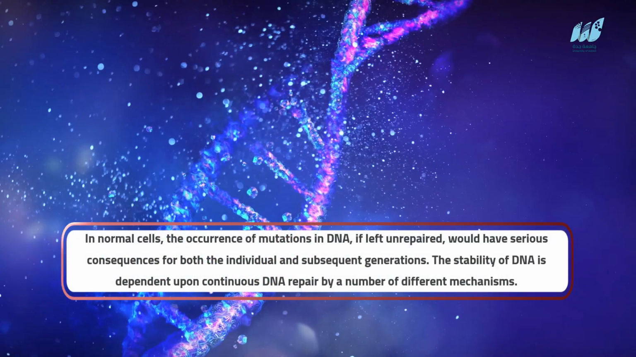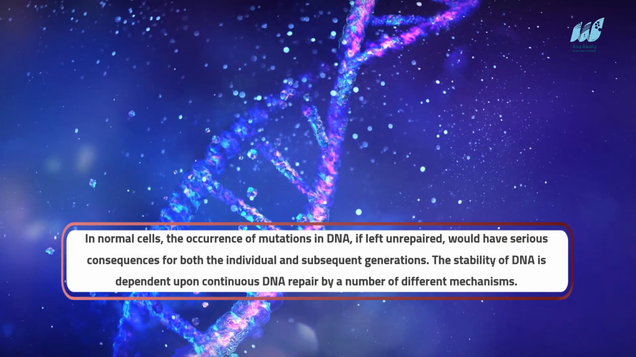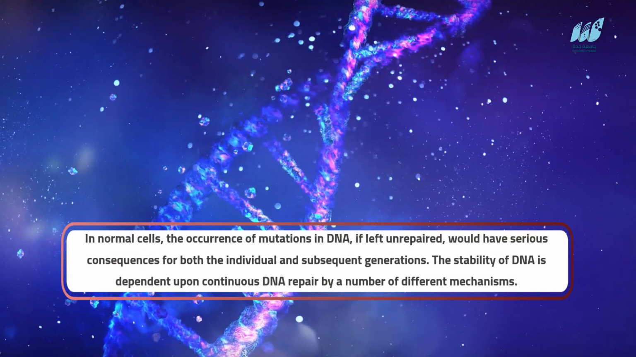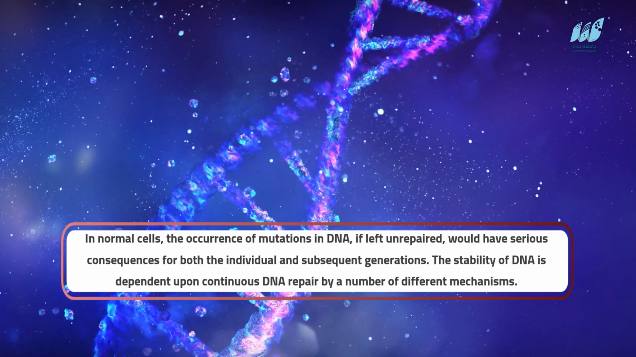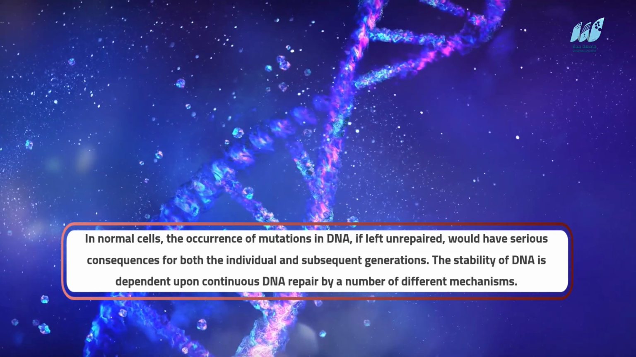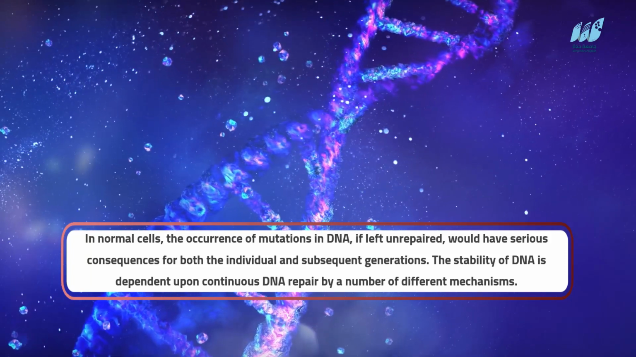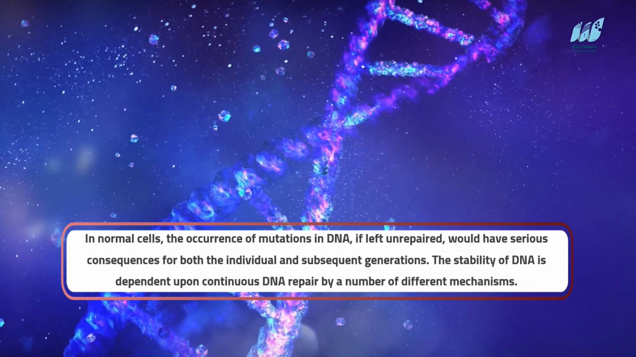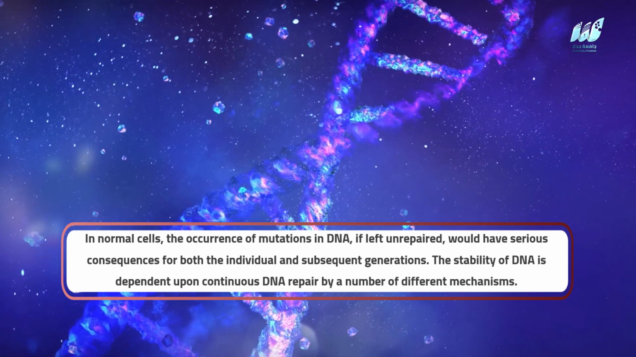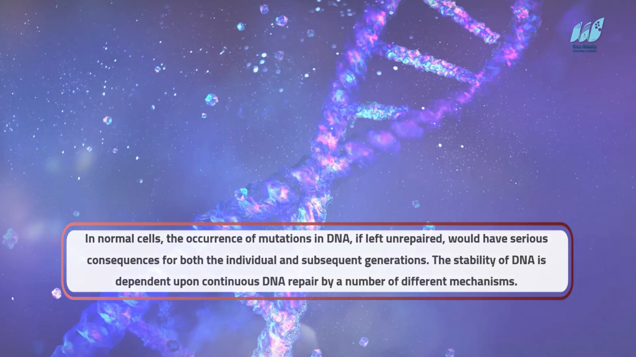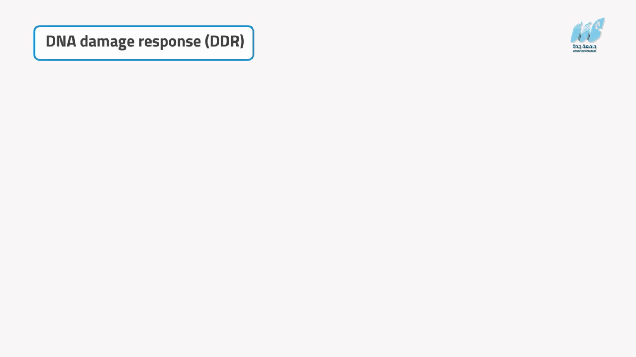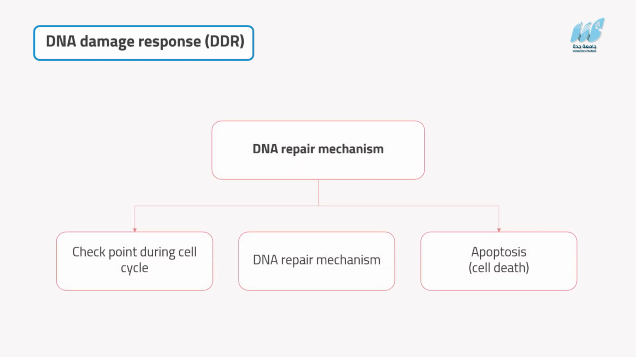In normal cells, the occurrence of mutation in DNA, if left unrepaired, would have serious consequences for both the individual and subsequent generations. The stability of DNA is dependent upon continuous DNA repair by a number of different mechanisms. Genomic integrity is protected by the DNA damage response, which is a collection of mechanisms that sense DNA damage, signal its presence, and promote repair mechanisms for different types of DNA damage.